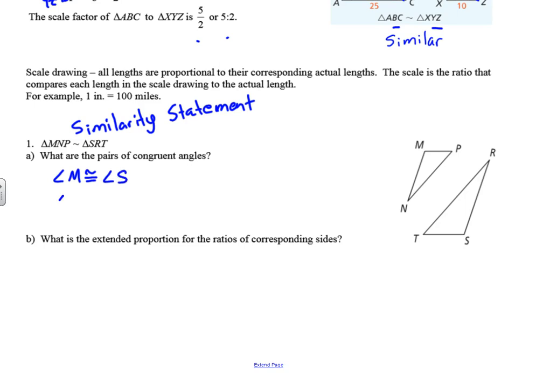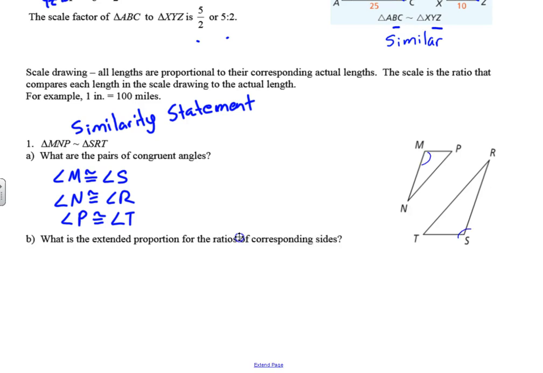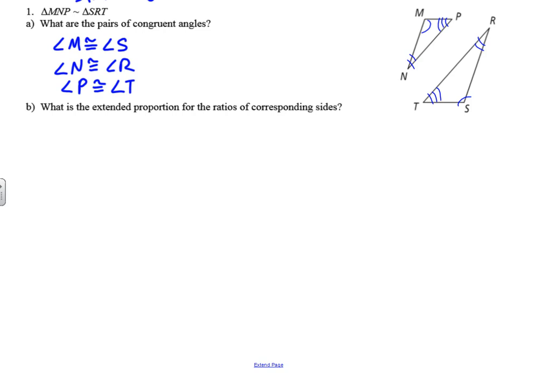Those are the first letters. Angle N is going to be congruent to angle R. And angle P is going to be congruent to angle T. So if we're going to mark that over here on the diagram, it would be M and S are congruent, and then N and R, and then P, 1, 2, 3, and T, 1, 2, 3. So if we're going to look now at the corresponding sides, sometimes that's a little bit trickier. So we've got 3 sides, so we're going to write 3 fractions.